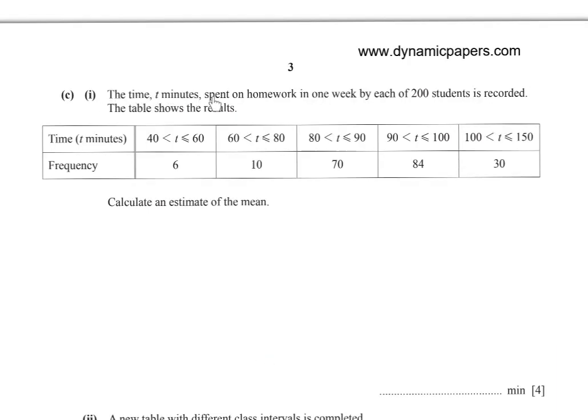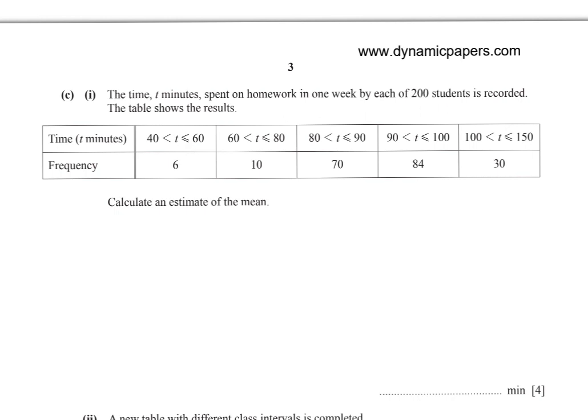The time, T minutes, spent on homework in 1 week by each of 200 students is recorded. The table shows the results. Calculate an estimate of the mean. To find the mean, you need to find the sum of values, then divide by their number. We have 200 values, so we need to find their sum. How to find the sum?